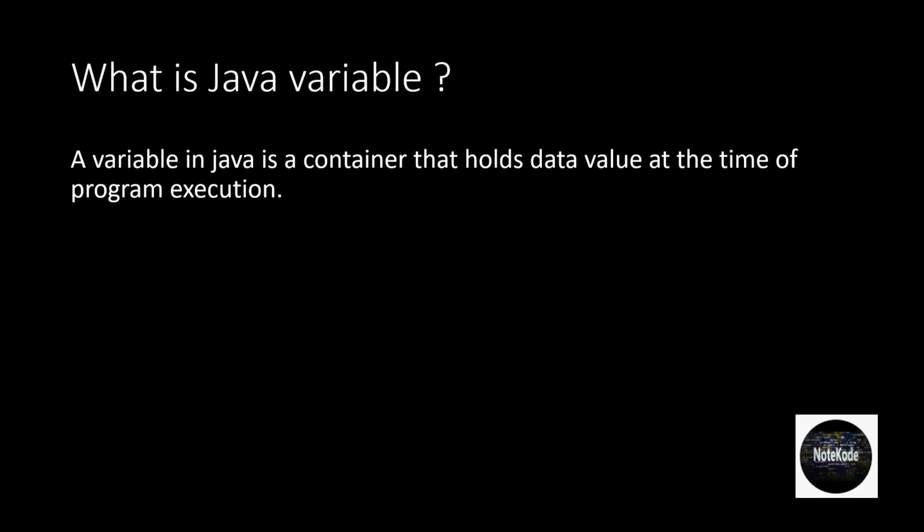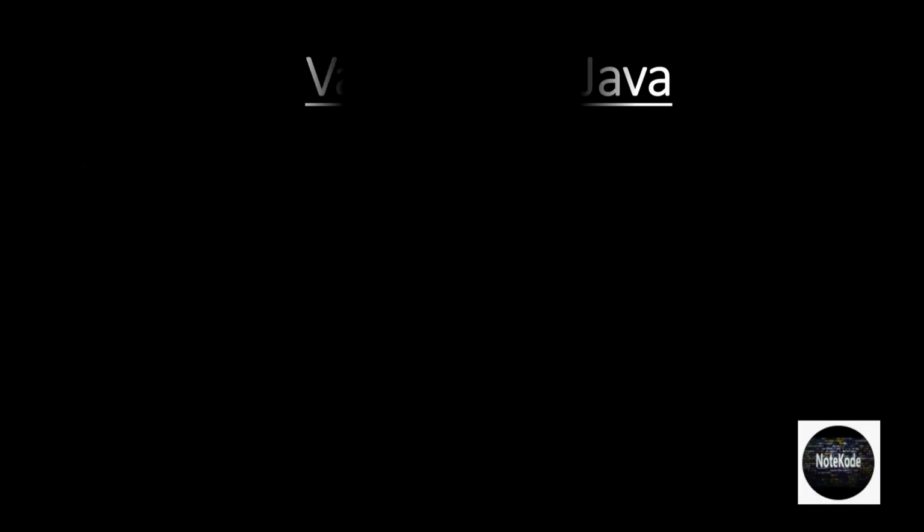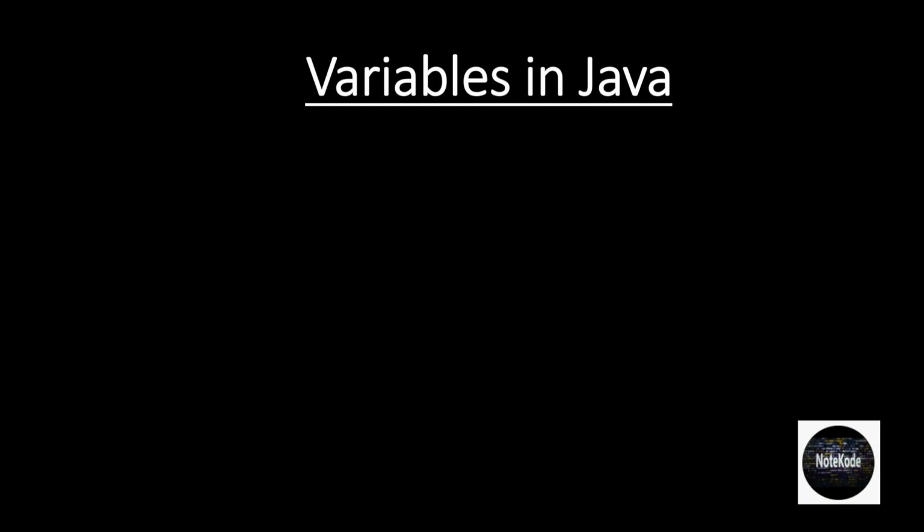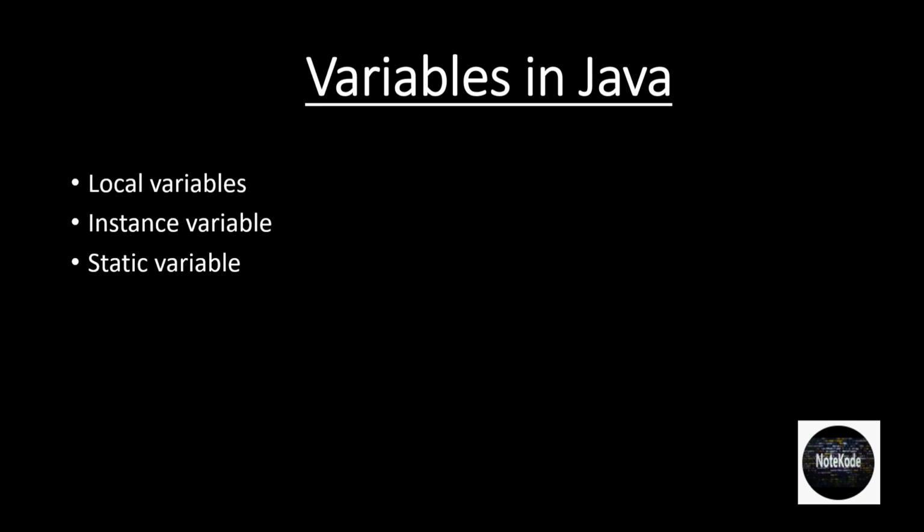Now let's move to the next type of variables in Java. There are three types. First, local variable. Second, instance variable. Third, static variable.